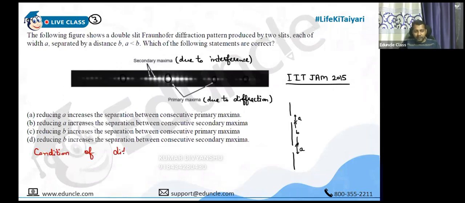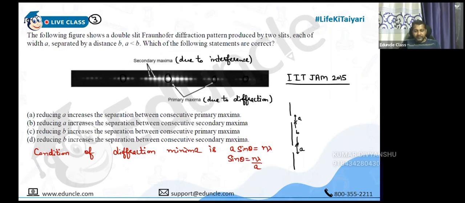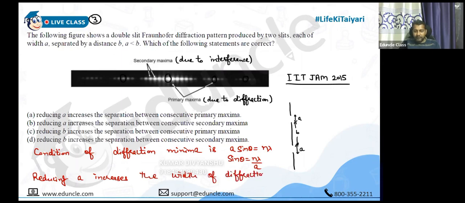Okay. So the condition for diffraction minima depends upon the slit width. So a sin theta equal to n lambda. It means that reducing a will increase the separation between the consecutive primary maxima, because sin theta will increase, and so will the distance of the maxima from the central maximum. Okay. So reducing a increases the width of the central maxima, or we can write, diffraction maxima. Please note down.